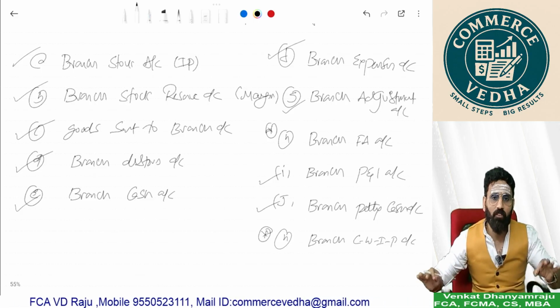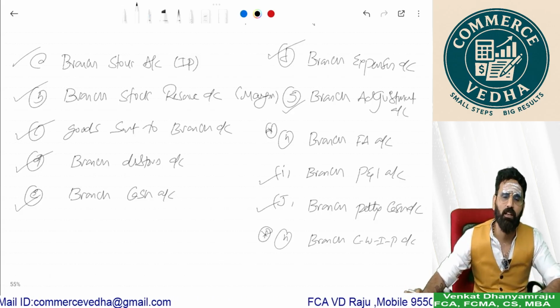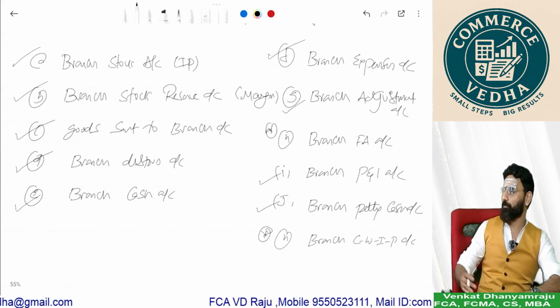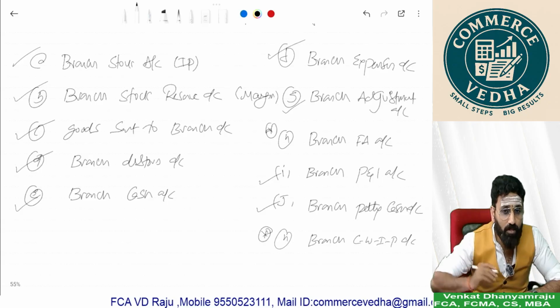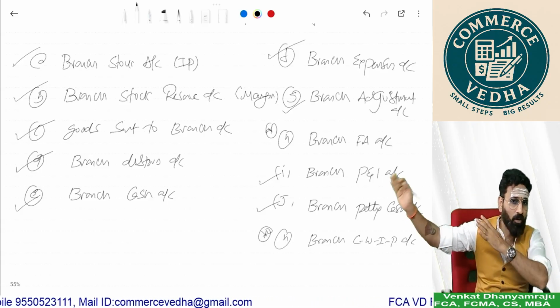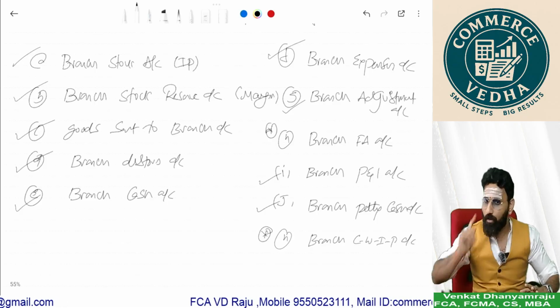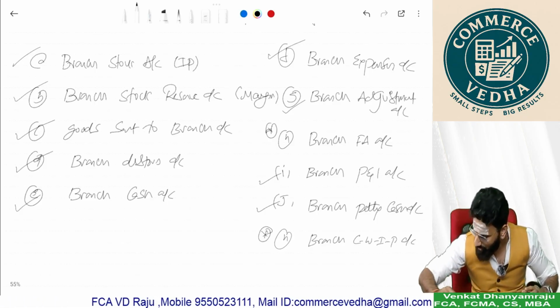No transaction is left untouched, unlike in the first method. Here we record every transaction. That is the reason I am saying this is actually easier than the previous one, because here we need not worry about which transactions to record in memorandum accounts and which in the branch account. Here, your single branch account is divided into so many accounts.